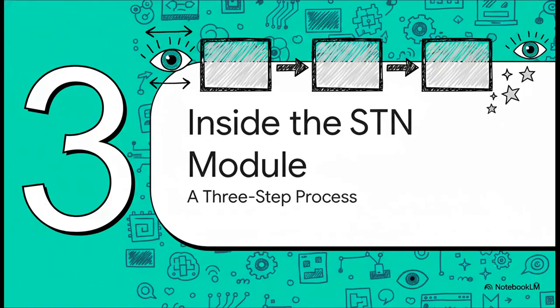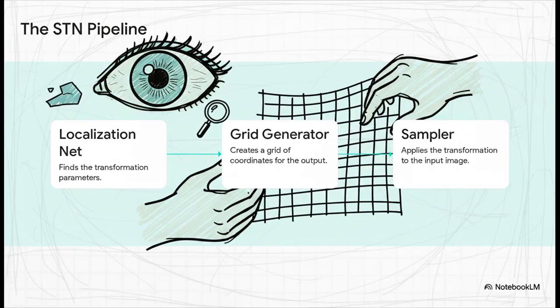Okay, so how does this magic actually work? Let's pull back the curtain a bit. It can really be broken down into 3 clear, distinct steps. It's not just one big black box. It's a super clean, logical pipeline. So first up, you have the localization network. You can think of this as the eyes of the operation. It finds the important part of the image. Then you have the grid generator and the sampler. These two work together like the hands to actually perform the transformation.